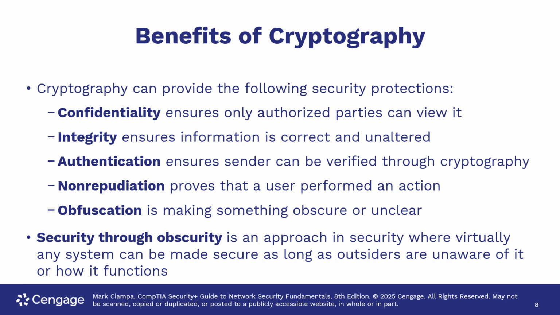Also, obfuscation, which means to confuse, making something obscure or unclear. So that's the whole process or premise of the encryption. You're utilizing security through obscurity. So it's where virtually any system can be made secure as long as the outsiders are unaware of it or how it functions.